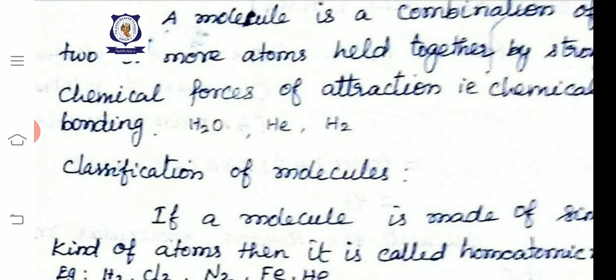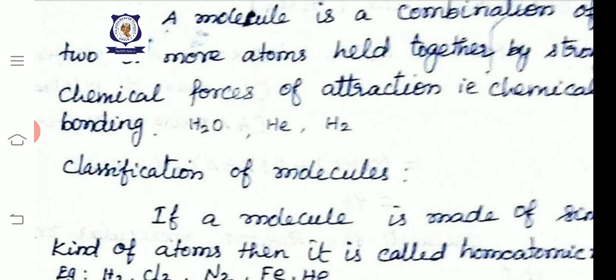See here, in H2O, hydrogen combined with oxygen to form a molecule. But in the case of helium, it is a noble gas, we know. In a helium molecule, there is only one atom. But anyway, it is a molecule. Then hydrogen combined with another hydrogen to form a molecule, H2. So these are examples of molecules: H2O, helium and hydrogen.